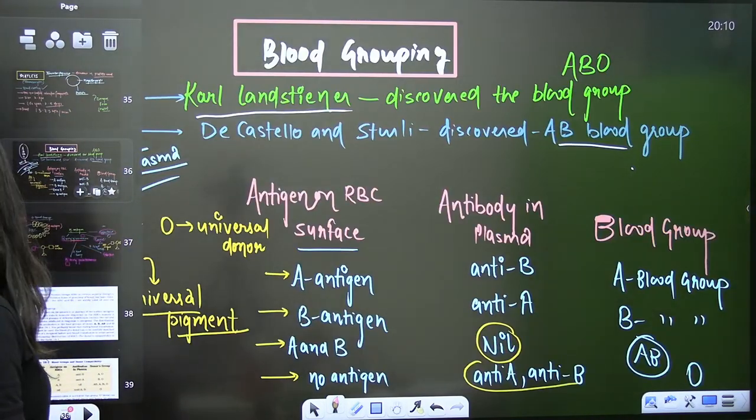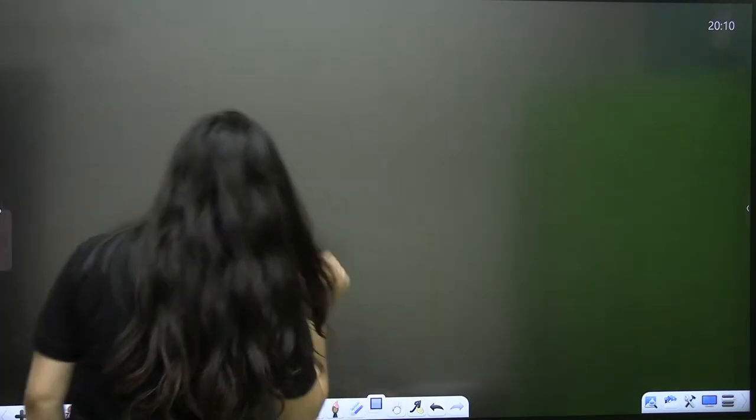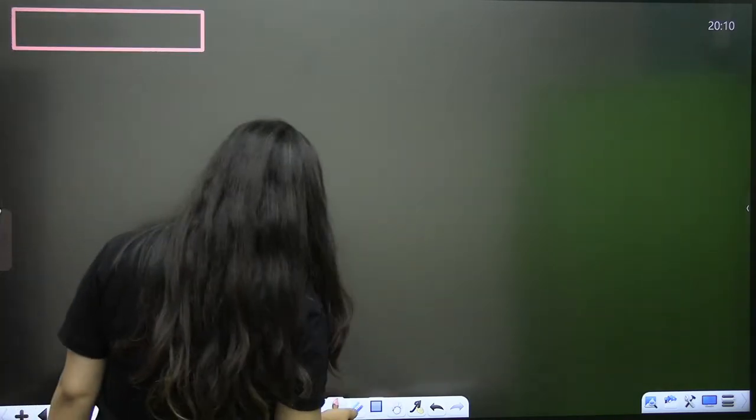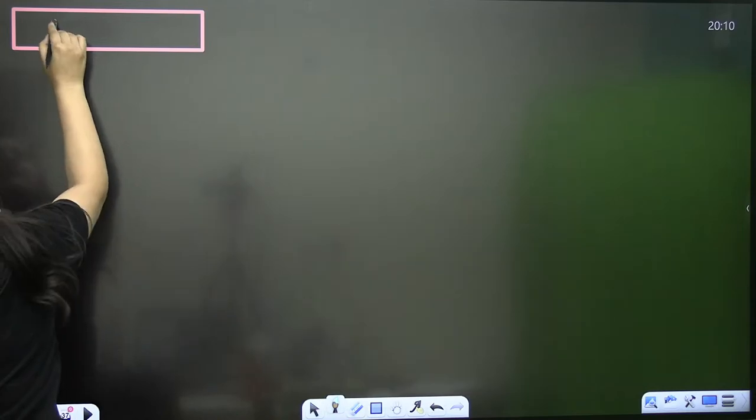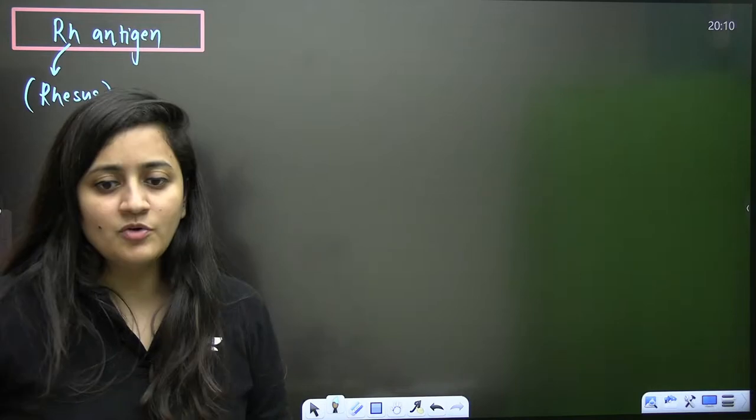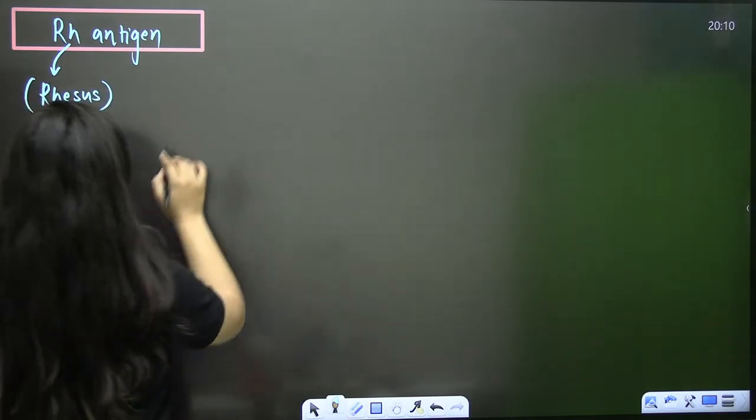So you should remember about this. Now, the next is one more type of blood grouping, that is your Rh antigen. This Rh means rhesus, because it was discovered in that rhesus monkey, no? So this is the rhesus antigen. I'm not going to tell you the story.